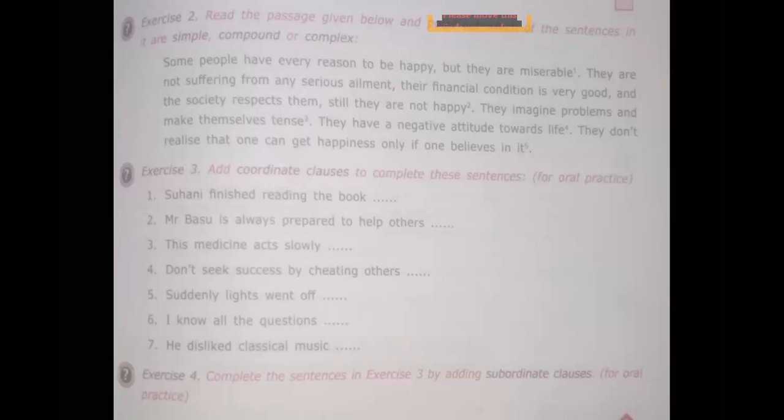Go to exercise three and add coordinate clauses to complete these sentences for oral practice.